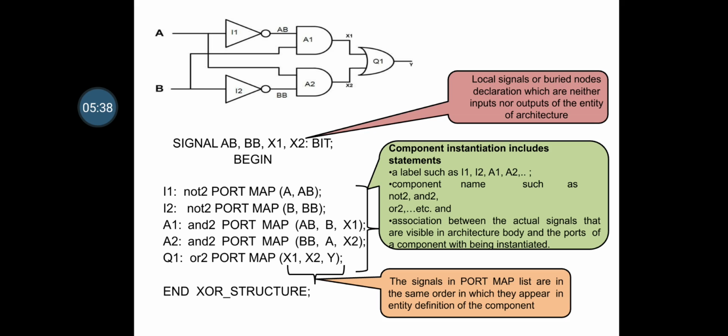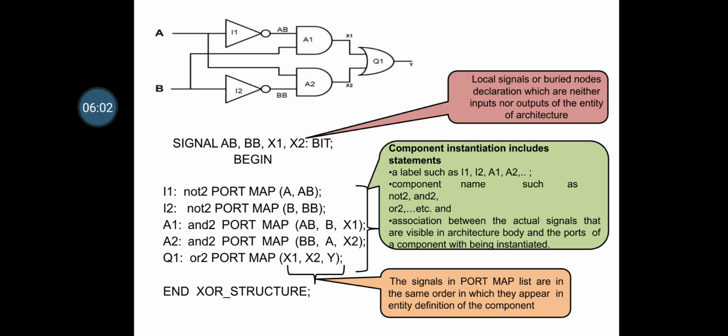So the input and the output port map is given inside the brackets. So A comma AB. As you can see I1, so on NOT gate you can see A is the input and AB is the output. So that in the sequence you have to declare here. Then I2 NOT 2. So how many components are there? All that components has to be instantiated inside this after this begin word. So I2 is also declared, as you can see.